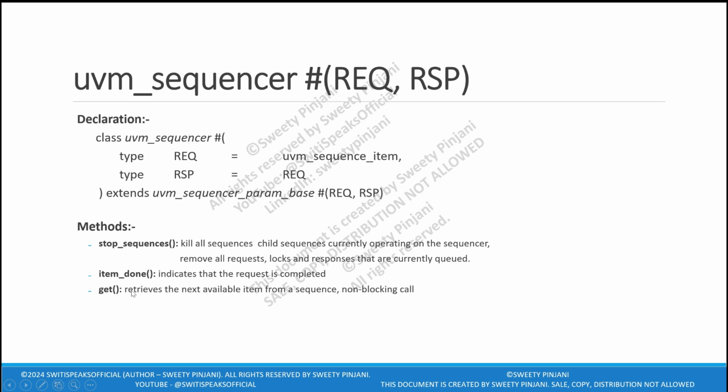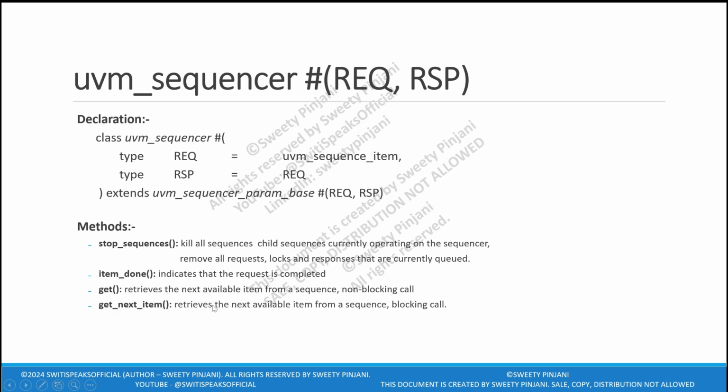Then you have get. Get is going to retrieve the next available item from the sequence. Remember, sequencer is getting the transactions which are in the form of sequence item from the sequence. If you want to get the items from the sequence using the sequencer, you will call get. One important thing to notice, it's a non-blocking call. What do I mean by non-blocking call? You are using the get to retrieve the next item from the sequence. Until the next item is retrieved, it doesn't block any processes. You can still continue with the other processes. It doesn't keep on waiting until the item is retrieved. You can proceed. This is the meaning of the non-blocking call.